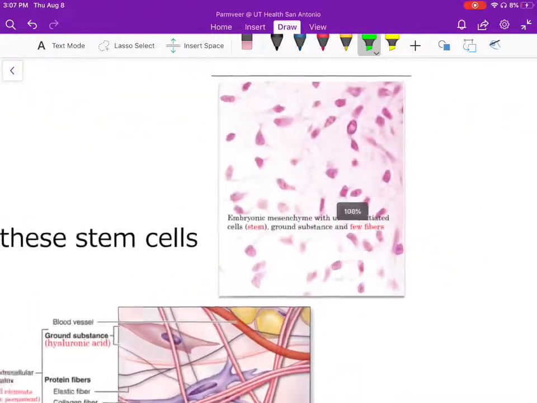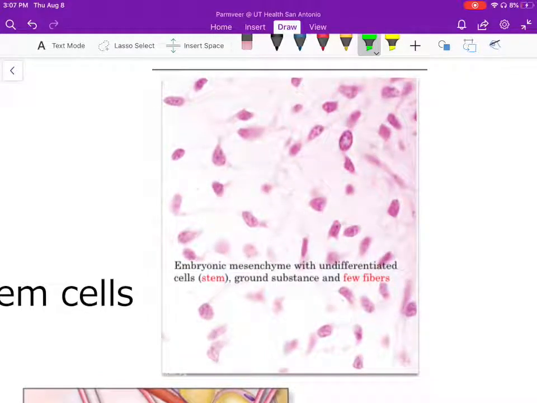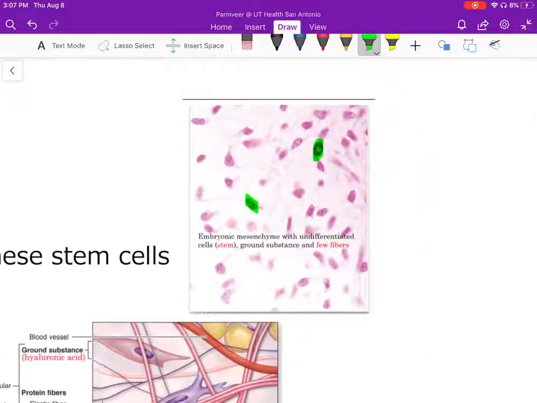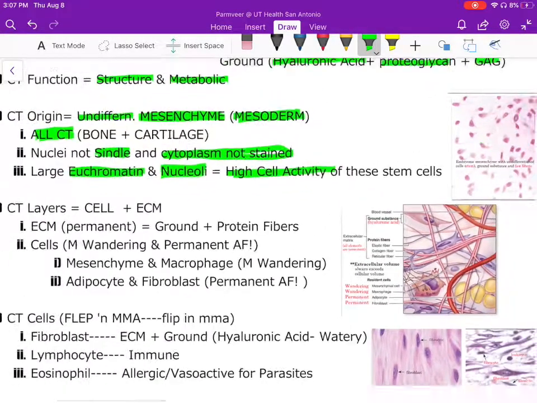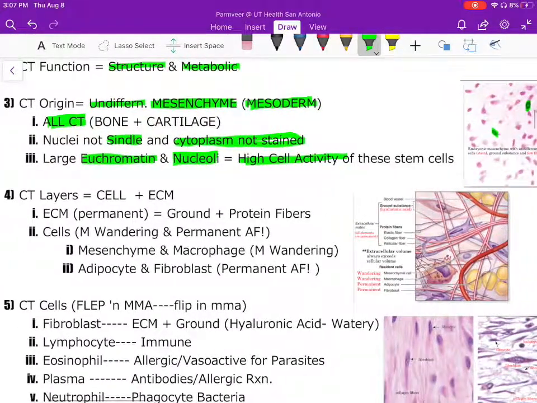So, like here, we have a picture. You just have to recognize these are your mesenchymal cells, your stem cells. They have this oval shape, almost spindle, and then has a large staining of euchromatin and nucleoli, with very few fibers. So they're very spread out, nothing going on in between them. So they're basically baby cells floating around. Next, we go to the layers of extracellular matrix.